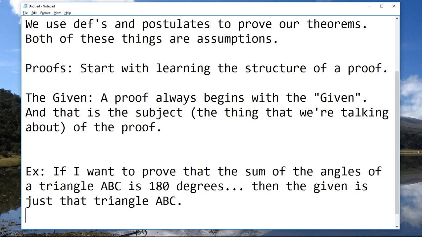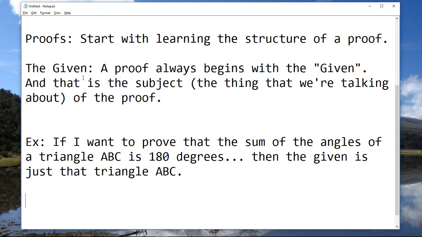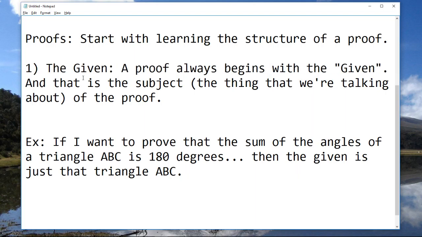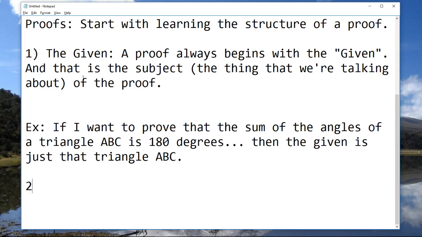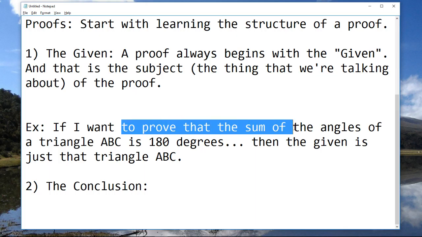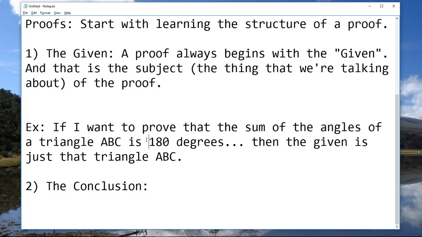Now, the next part is, so maybe I'll start by numbering these things. 1, the given is the first part of our proof. The second part is the conclusion. This is what we're going to end up with. So in our previous example, I want to prove that the sum of the angles of a triangle is 180 degrees. So my given was that I had a triangle ABC, and I want to prove that the sum of those angles is 180 degrees. So the conclusion is what we want to prove about the given.